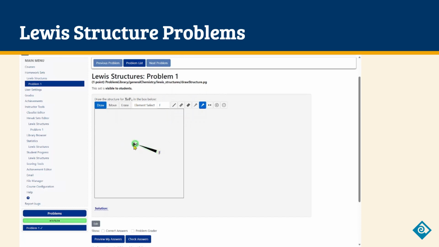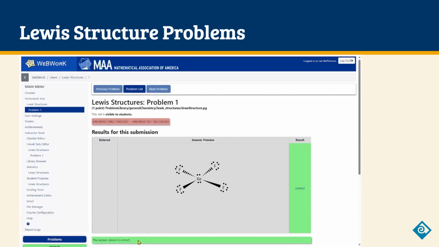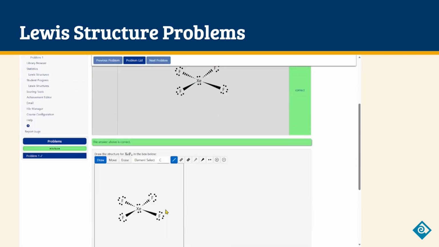some solid wedges first, and then we're going to add the dashed wedges next. And since these are Lewis structures, we need to show lone pairs, which is not normal for most chem drawing programs. So I'm going to add 2 pairs of lone pairs on these. I'm going to add 3 pairs on each of the fluorines. And then see if I get it right. And it's correct.